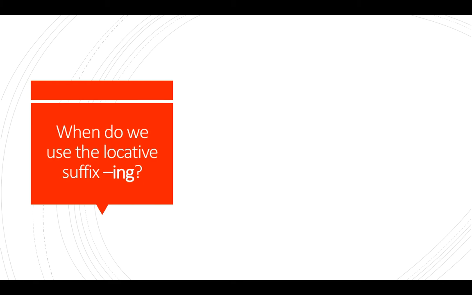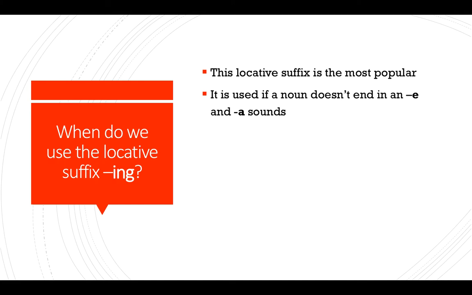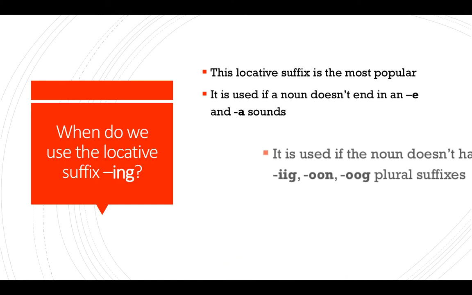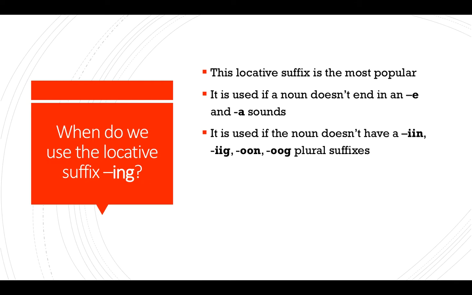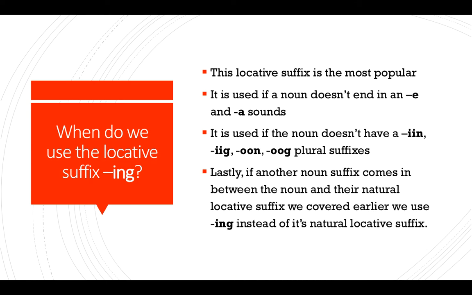And so lastly, when do we use the locative suffix iing? This locative suffix is the most popular. It is used when a noun doesn't end in an E or an A sound. It is used when a noun doesn't have an IIN, IIG, OON, OOG plural suffix. And lastly, if another noun suffix comes in between the noun and its natural locative suffix we covered earlier, we use ing instead of its natural locative suffix. This is something, again, we will cover in the next lesson. Wink, wink.